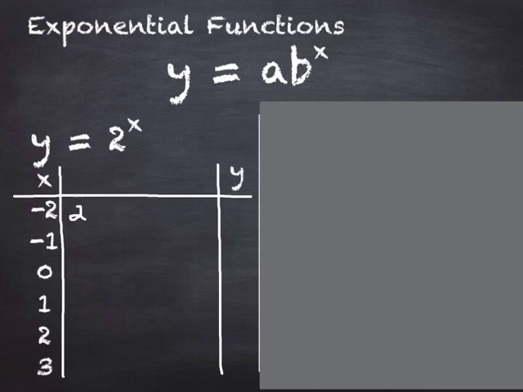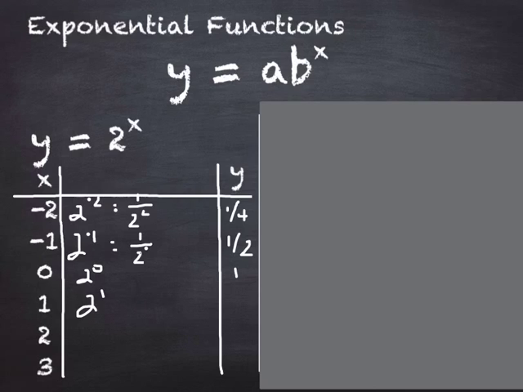If we go 2 raised to the negative 2 power, that's the same as 1 over 2 squared, or 1/4. 2 raised to the negative 1 power would be 1 over 2 to the 1, or 1/2. 2 to the 0th power would be 1. 2 to the first power would be 2. 2 squared would be 4, and I added 3 just for good measure. 2 to the third would be 8.